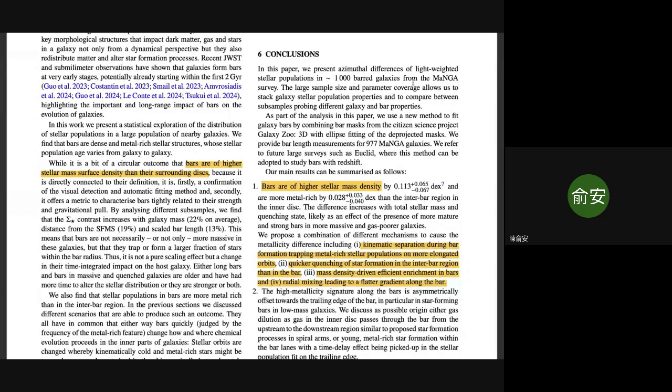Maybe the other point is more interesting, I guess. That's a good point. Yeah, just maybe a comment.